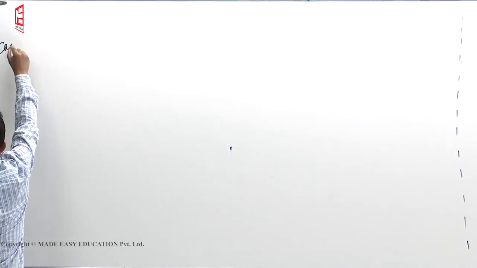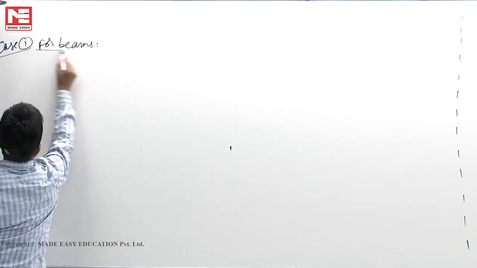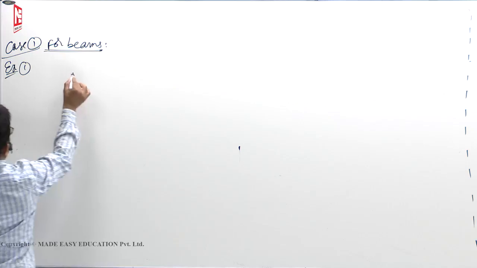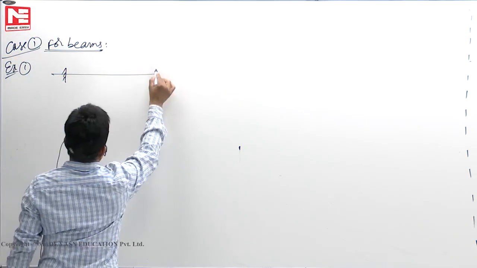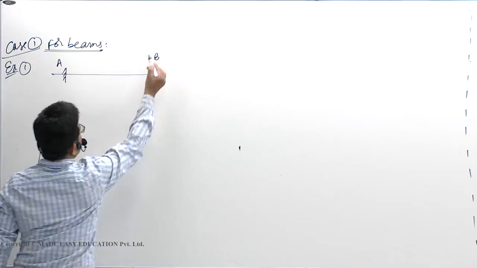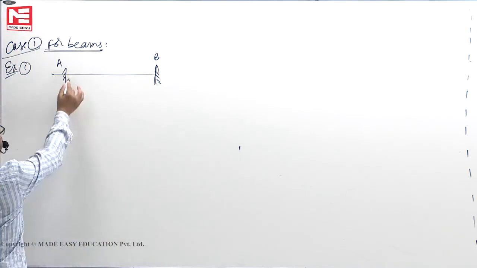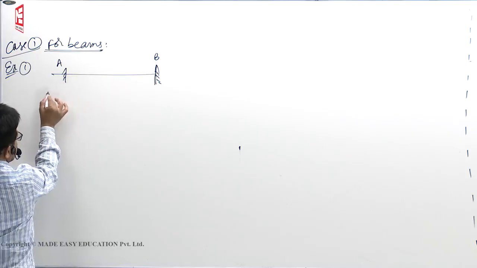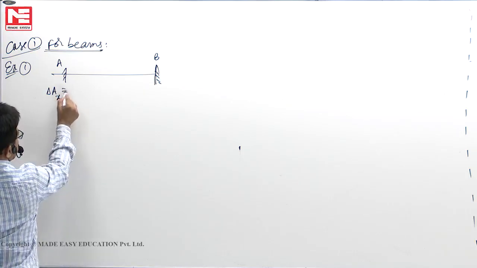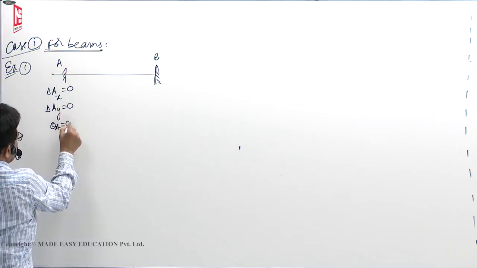Now first one we will take it. Case 1 for beams. Example 1. Assume that we have a fixed beam. Whatever may be the type of loading, there can be point load, UDL or moments, whatever it is. Only displacements you have to calculate at the supports. Displacement of A, delta A means displacement of A in x direction, 0. Displacement of A in y direction, 0. Theta A is also 0.